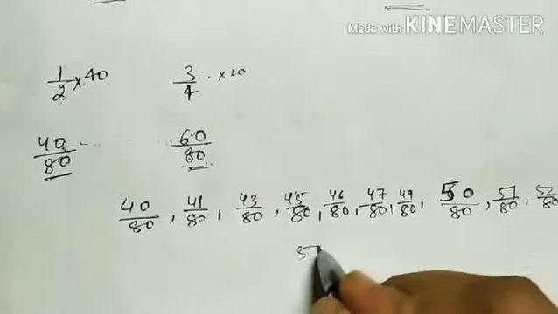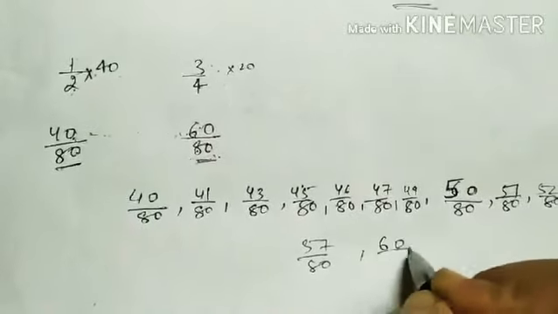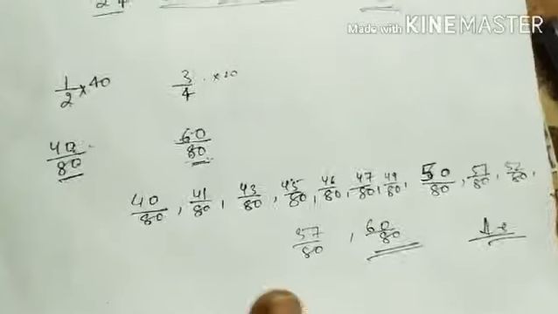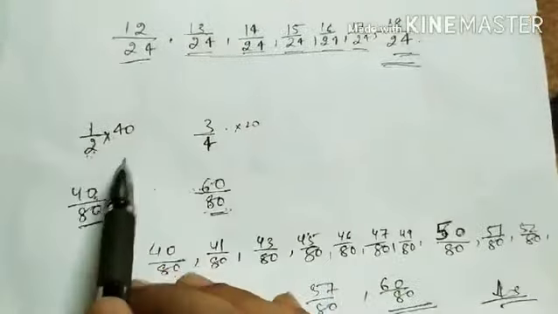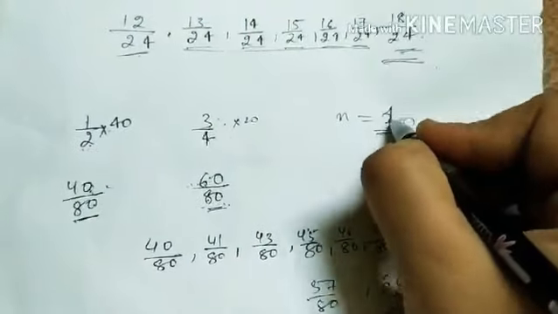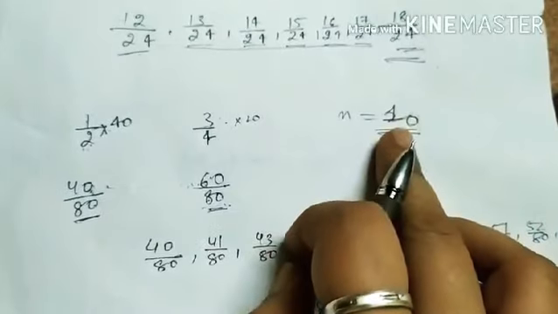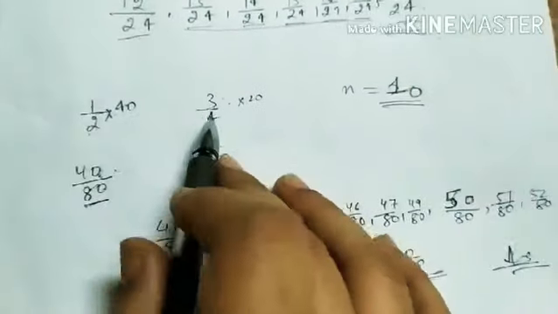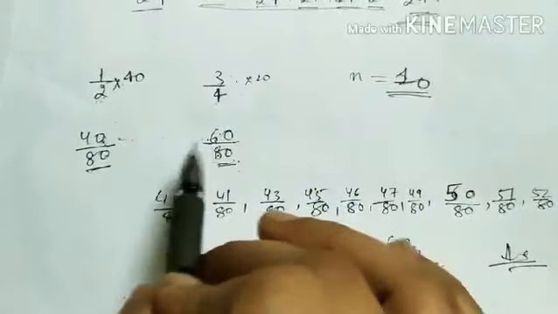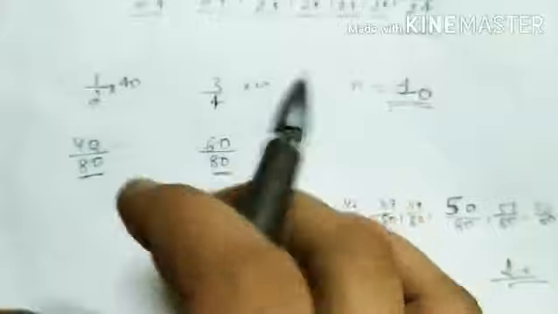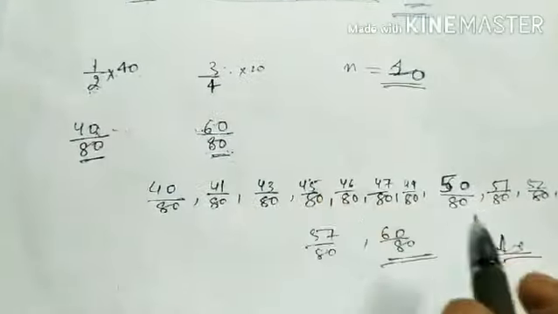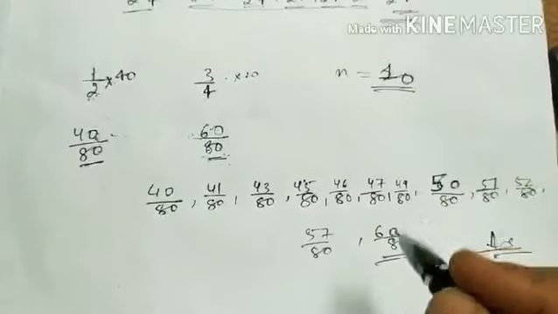So you can write 57 upon 80 and then 60 upon 80. Understood? So this is the answer. So how did we do it? We wanted 10 rational numbers, n was 10, between 1 by 2 and 3 by 4. What we did was make the denominators the same and increase the space between these two rational numbers, so that we can find 10 rational numbers in between. Okay, so this was the thing.